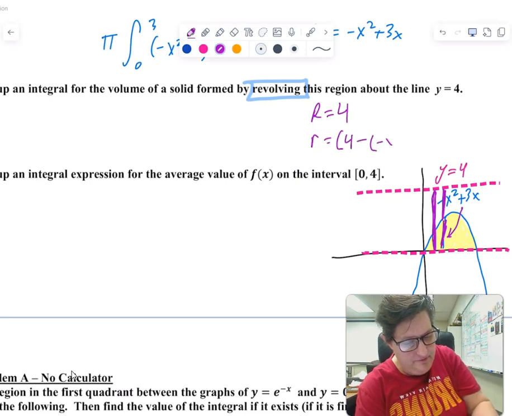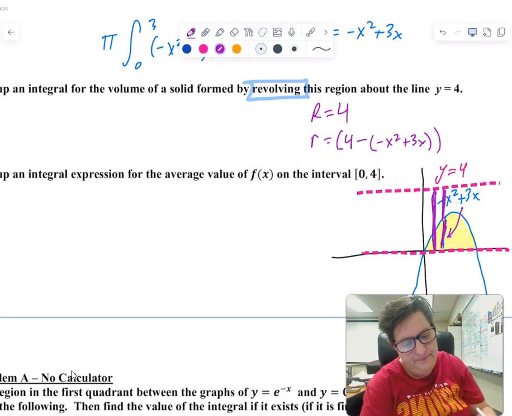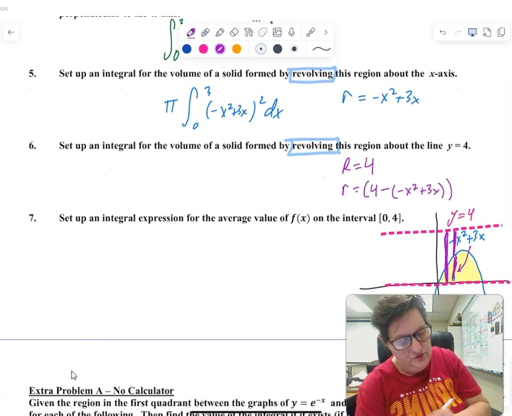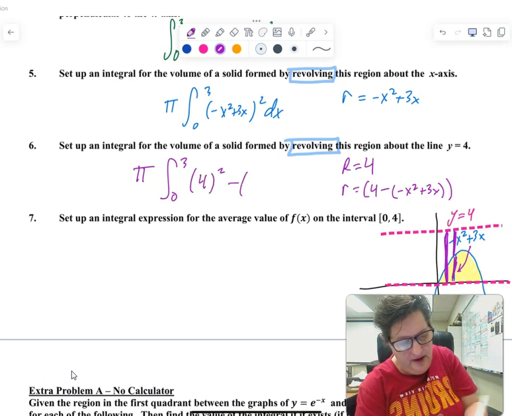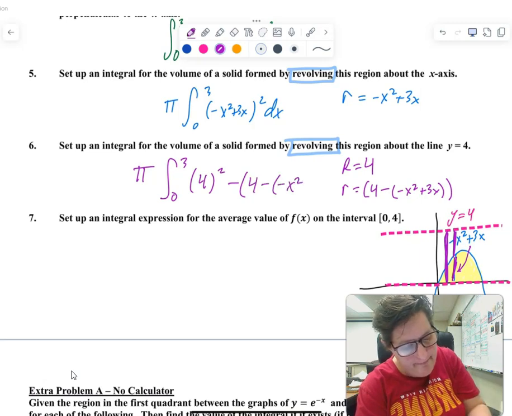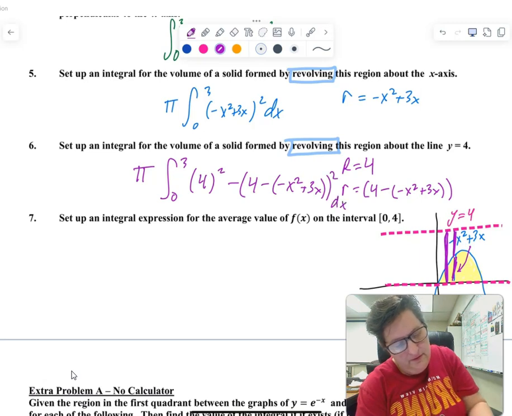I have to put another set of parentheses, like that. Okay. So, let's see here. Pi, still going 0 to 3, big R squared minus little r squared dx. I kind of ran out of room here.